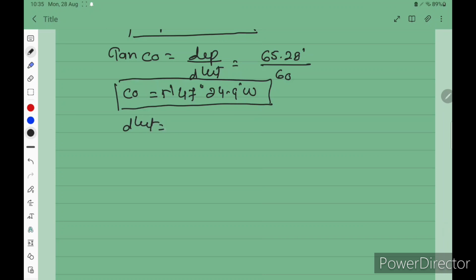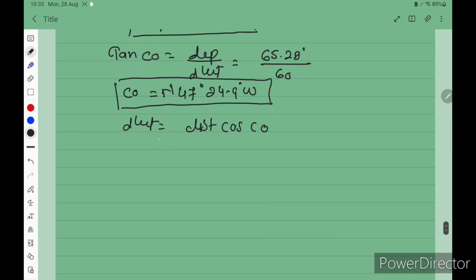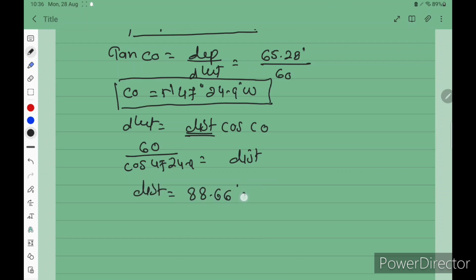So D lat is equal to distance into cos course. We need to find out the distance. So 60 divided by cos 47 24.9 is equal to distance, and we get 88.66 miles. Of course we have the time and we have the distance, so we get the speed: 88.66 divided by time 5 hours, so we get 17.73 knots.